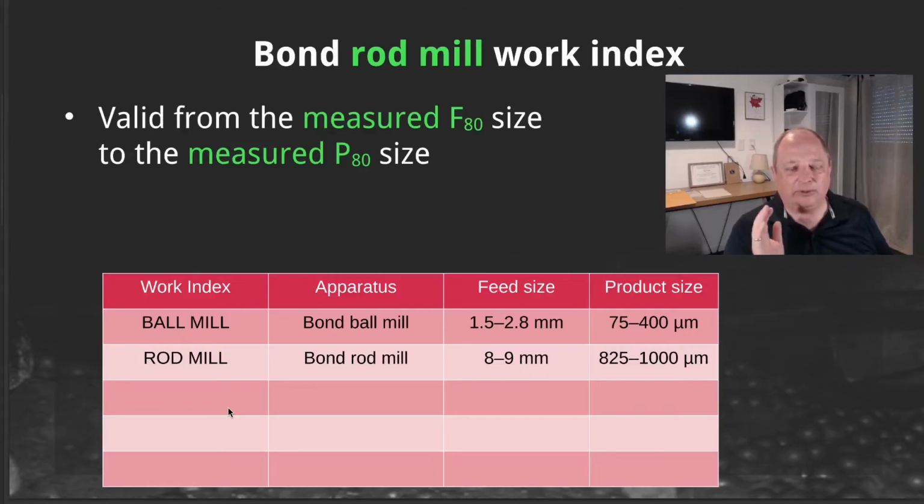So on the leaderboard, the rod mill is going to work with a much coarser feed size, 8 to 9 millimeters, 10 millimeters. And the product size it takes you down to is on the order of a millimeter. So you can see that there's some crossover between the product size of the rod mill and the feed size of the ball mill.